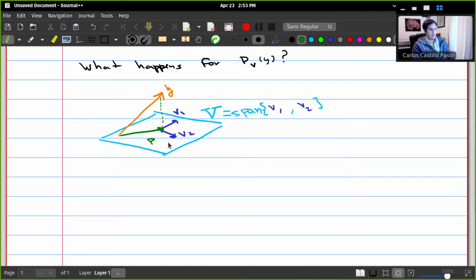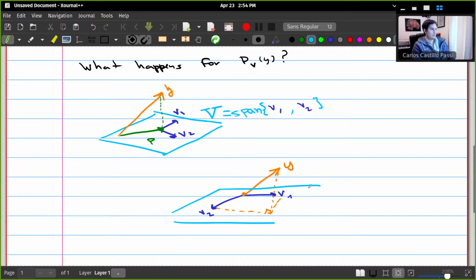Maybe to see it better, we can have the vectors v1 and v2 here. We have y, and if we do this, like the shadow, we have a component here and a component here. Everything here will be in the space V. So how can we obtain y on this space V?